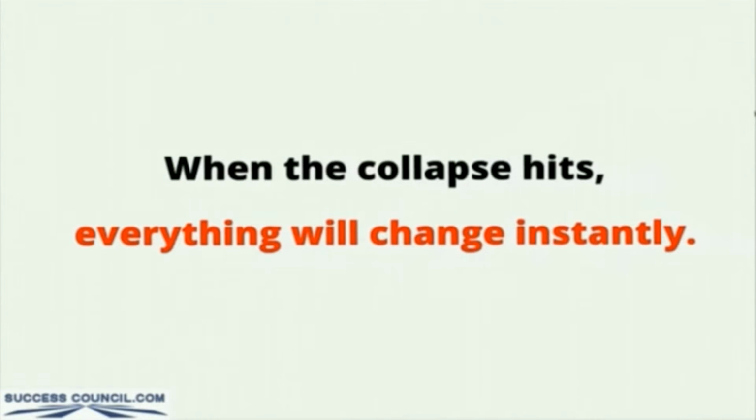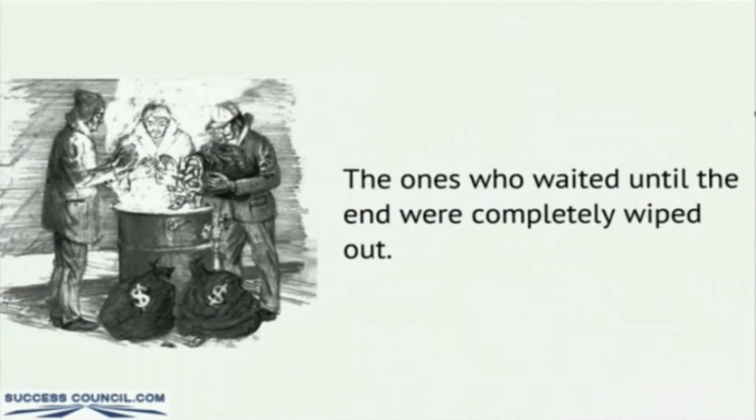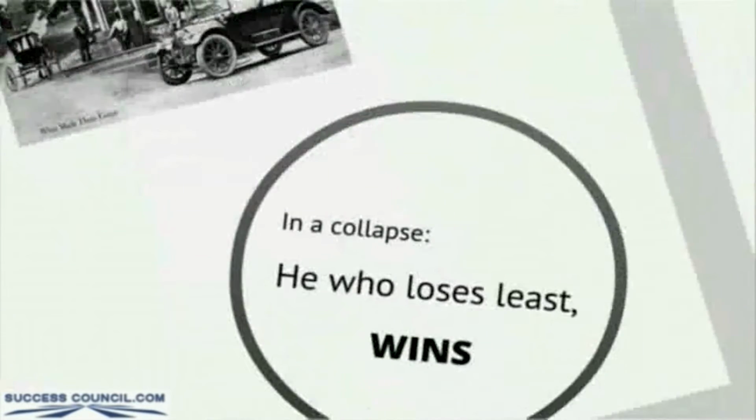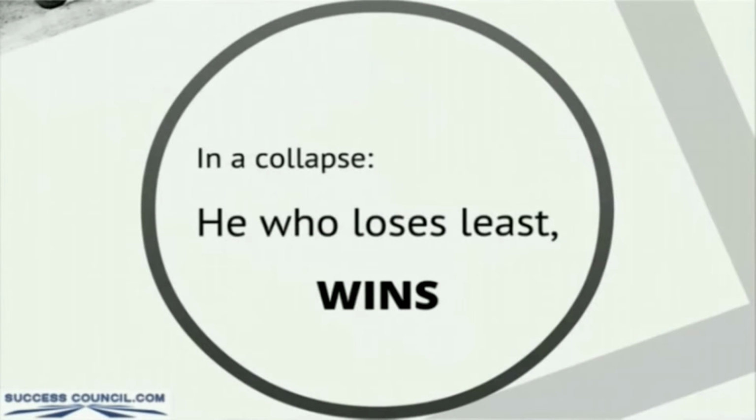When the collapse hits, it will be just like a balloon popping. Everything will change instantly. Historically, the ones who have waited till the end were completely wiped out. Their savings became utterly worthless. And as they had to sell their last assets and barter for basic necessities like food, the economy crumbled around them. Stock markets and the real estate markets plummeted to just pennies on the dollar. And who do you think were around to buy up all of the bargains? That's right, the ones who had the vision and foresight to preserve their wealth in gold and silver just months or years earlier. That is why it is said that during a collapse, he who loses least wins, because you can buy what has been lost for pennies.